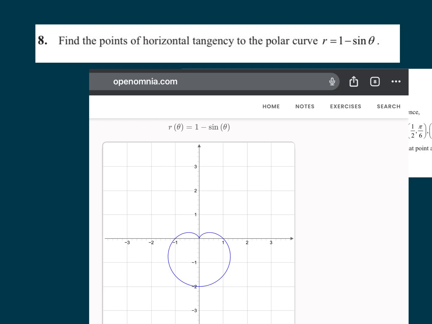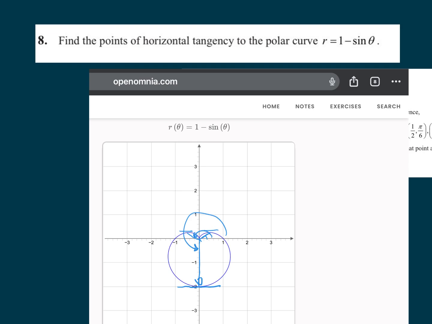It has 3 horizontal tangents, 1, 2, and 3. And we have to find this r and this theta, for each of these points. I know that one of the thetas is 3 pi divided by 2. Okay, let's do it.